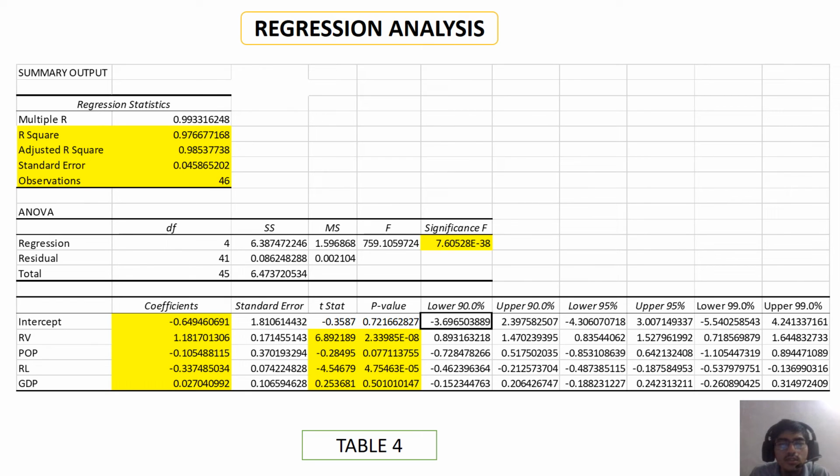We will look at my intercept. If all independent variables are 0, the change in road crash will be negative 0.64. It is not logical, because if all independent variables are 0, it should be 0 also, because nothing happened. For RV, if the registered vehicles increase by 1%, then the road crash is predicted to change by 118%. If the population increases by 1%, then the road crash is predicted to change by negative 11%. If the road length increases by 1%, then road crash is predicted to change by negative 33%, meaning less road accidents. If the GDP increases by 1%, then road accident is predicted to change by 2%.